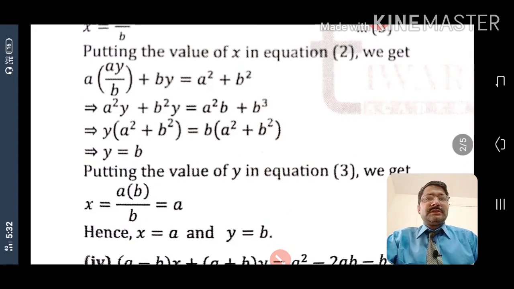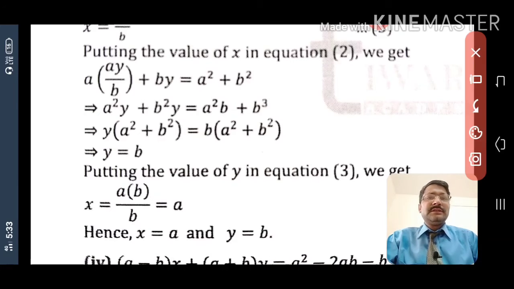Put it in equation 3, that is x equal to ay upon b. In place of y you put b, here b and b cancel, and you get x equal to a. So hence you can check the value of x equal to a and y equal to b. Hope you understand this solution also.